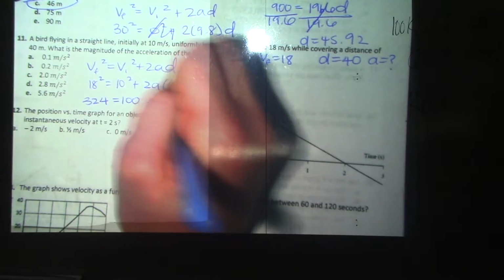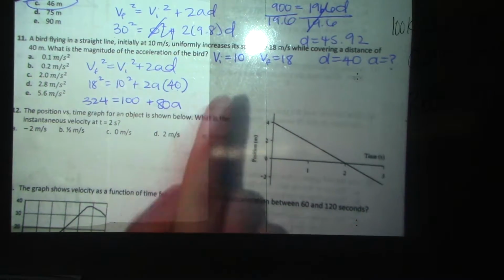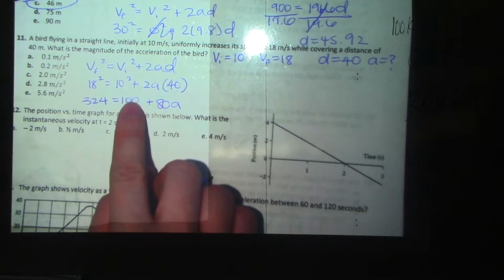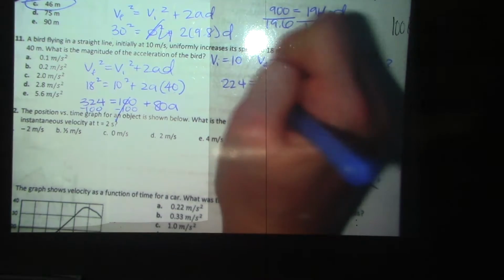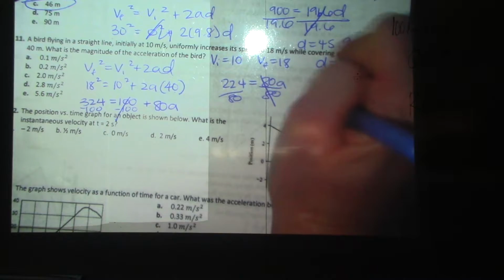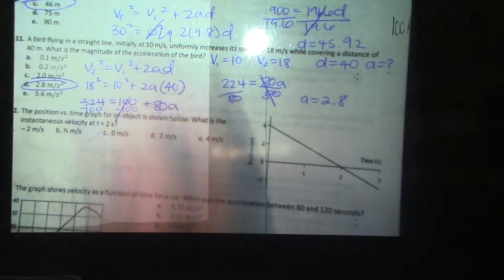So I can multiply those. Now, careful, I cannot combine the 100 and the 80 because those are not like terms. So I need to get rid of this 100 first. I'm going to subtract the 100 over. That's going to give me 224 equals 80a. And then now we just divide the 80 over so that a will be by itself. I get 2.8 and that is your answer, D.